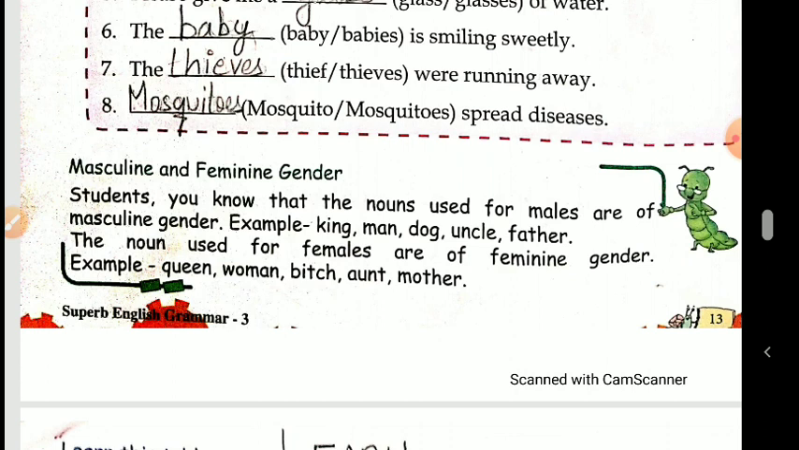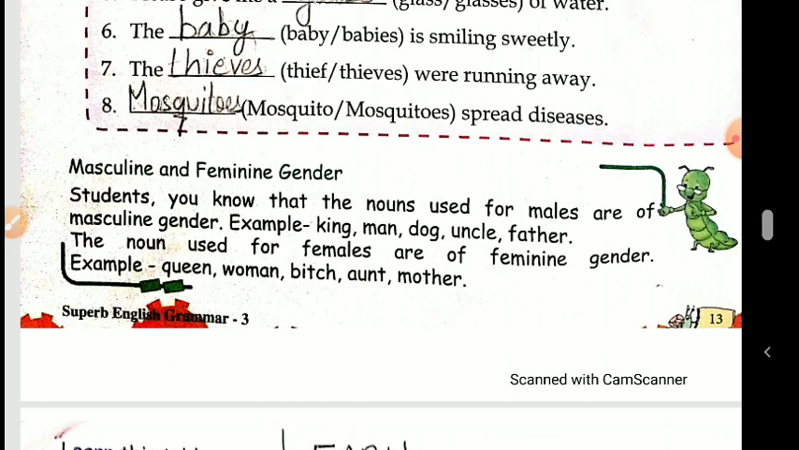Students, you know that nouns used for males are of masculine gender. बेटा वो सारे nouns जो men के लिए boy के लिए यूज किए जाते हैं, for example father, king, man, dog, uncle, priest, monk, तो ये सारे मेल्स के लिए यूज किए जाते हैं क्योंकि ये मेल. It can be human beings, it can be animals, it can be even birds.